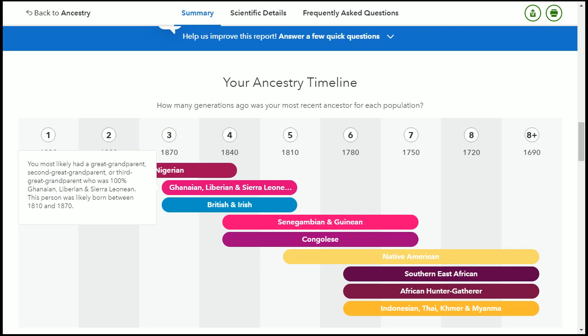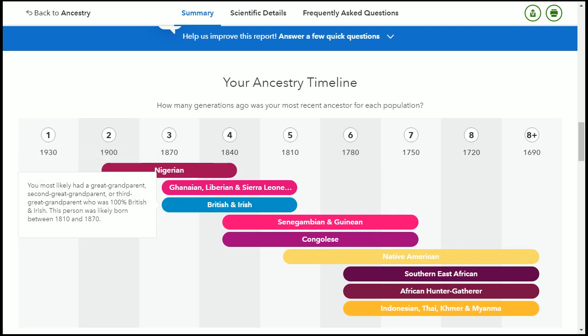Okay, and then British. This is interesting here. You most likely had a great-grandparent, second great-grandparent, or third great-grandparent who was 100% British. This person was likely born between 1810 and 1870. This shows an error that I made when I was initially doing my ancestry chart. Sometimes, like you said, British people or white people, non-black people would show up, and I would ignore the note because I was just typically looking for all African American.